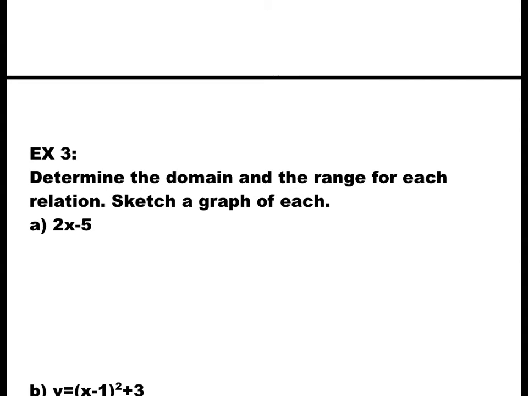Okay, in this example, we are supposed to find the domain and range of 2x minus 5 and then sketch a graph. Now, the equation is in the form of y equals 2x minus 5. To find the domain, you have to find the restrictions on the x values. And to find the range, you have to find the restrictions on the y values. If you look at this equation, to find the restrictions, we look for cases where the variable is either in the denominator or under the square root.